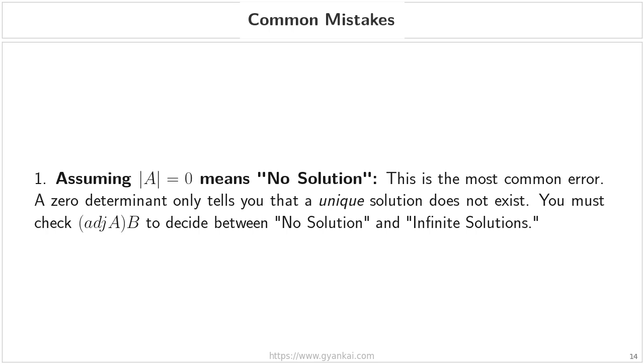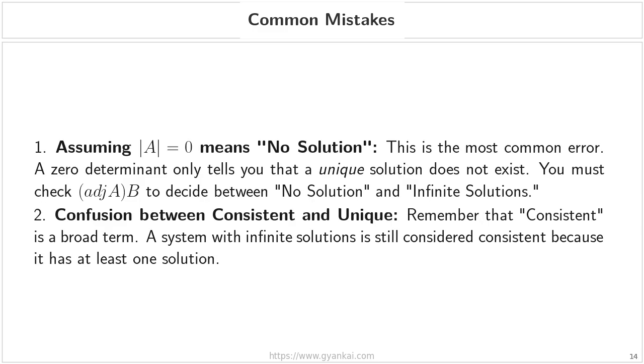To truly know if you are looking at an inconsistent system with no solution, or a consistent system with infinitely many solutions, you must perform that extra step of checking the product of the adjoint of A and the constant matrix B. Second, try not to confuse the terms consistent and unique.